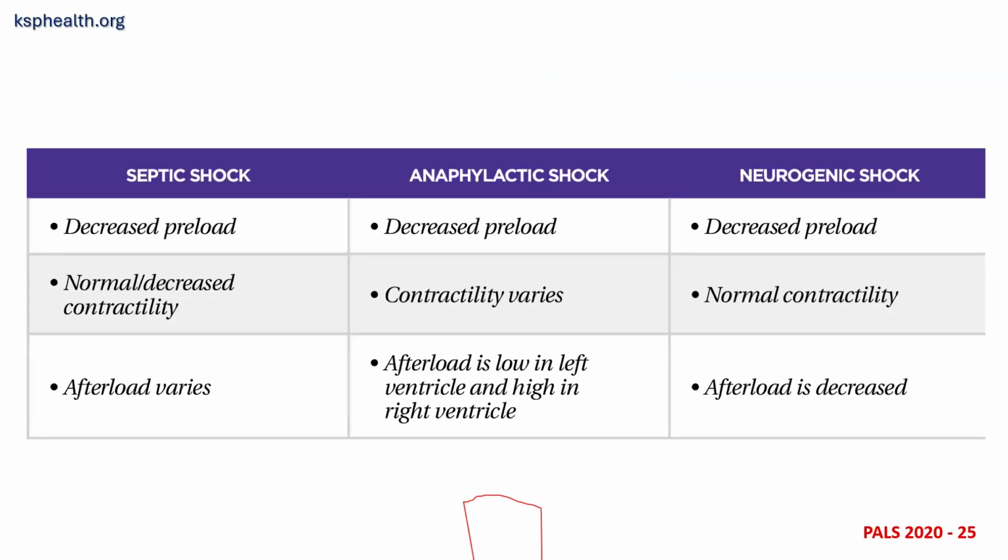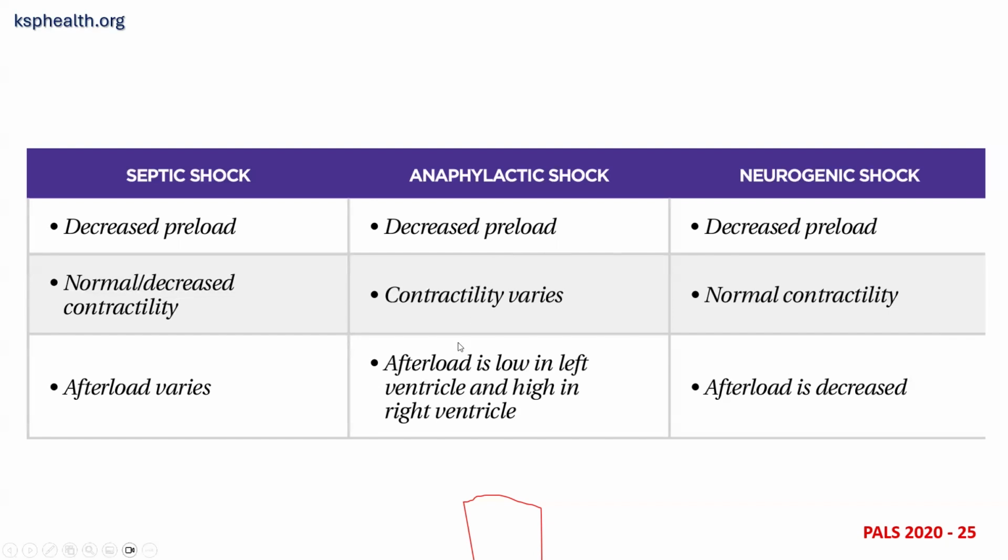Let's look at this. Septic shock, anaphylactic shock, and neurogenic shock can all cause distributive shock. The preload is decreased in all 3. When you look at the contractility, in septic shock, contractility may be normal or decreased based on what stage of the septic shock the patient is in. In anaphylactic shock, again, contractility varies. In neurogenic shock, the contractility is unaffected.